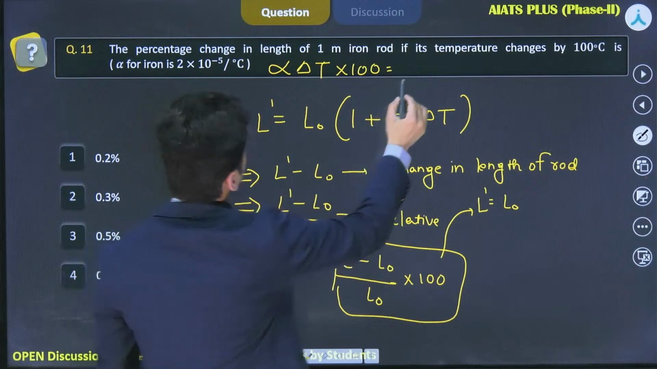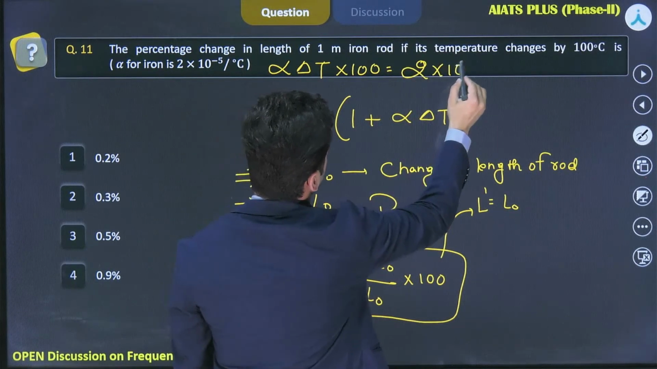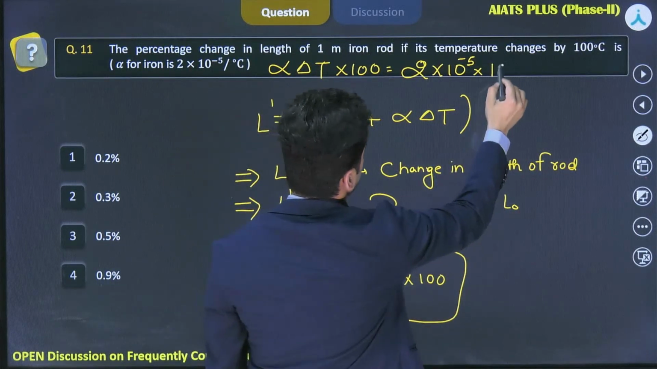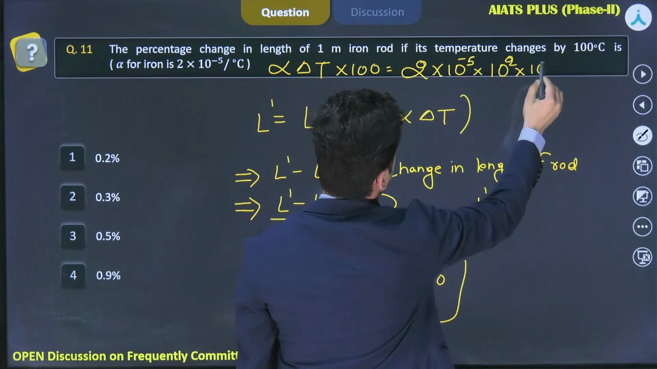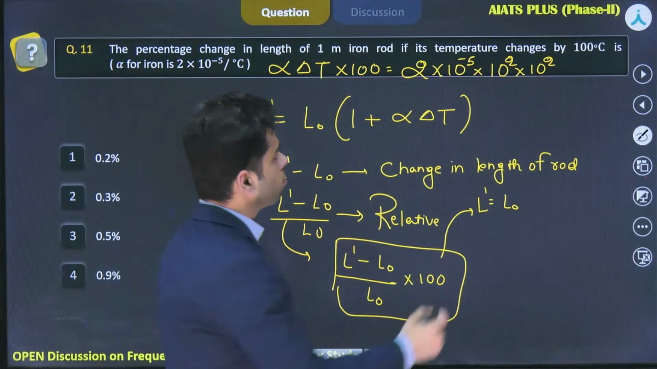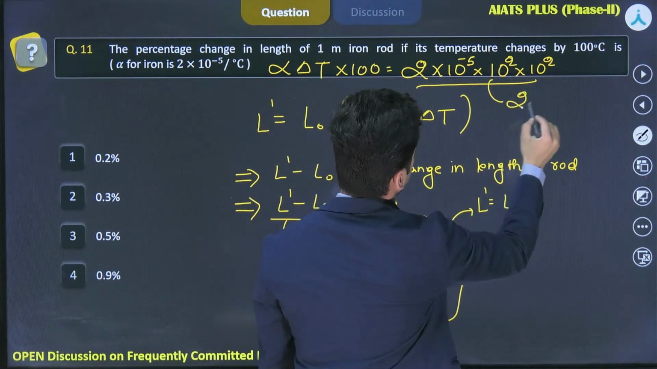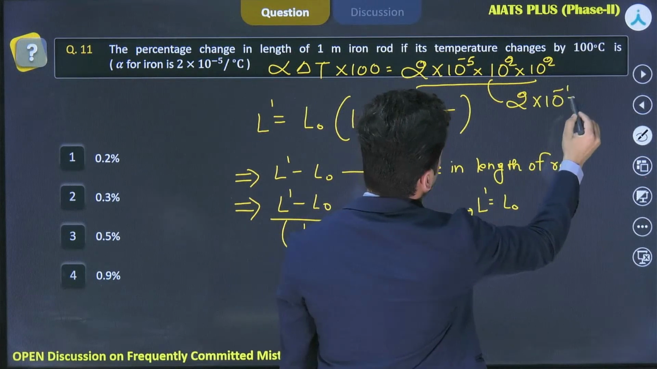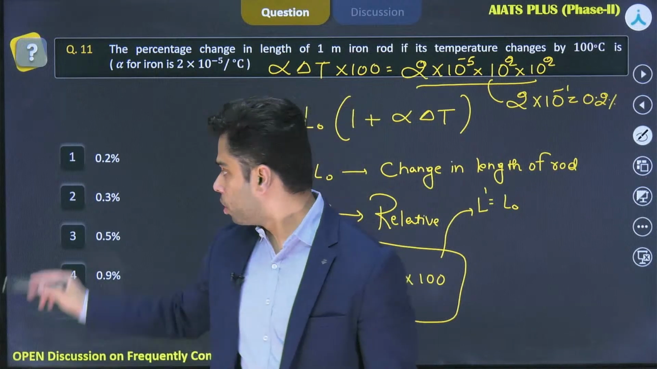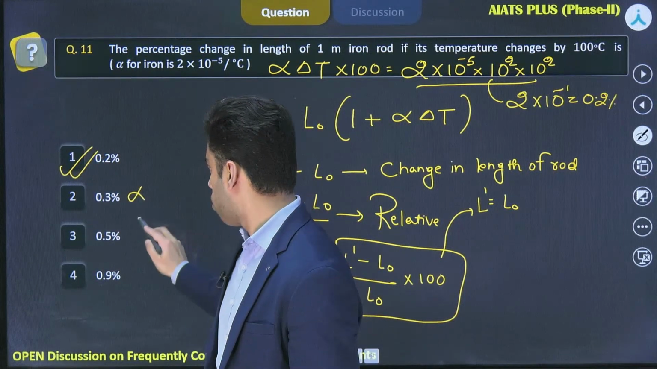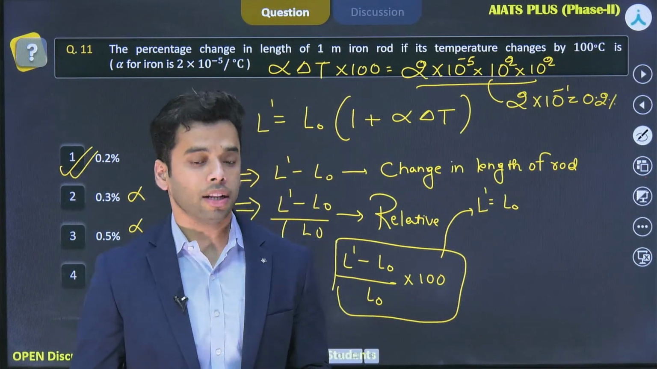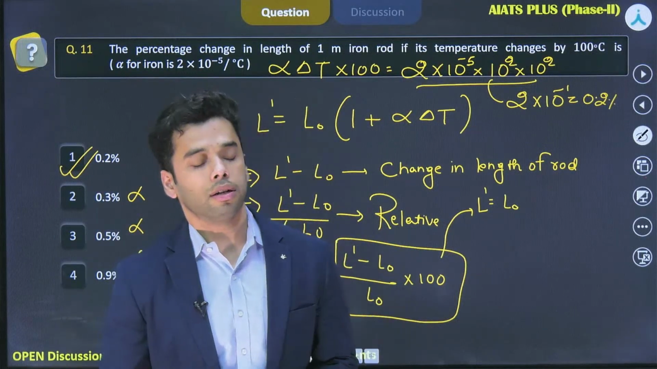So it is equal to 2 into 10 raised to the power minus 5 into delta T, which is 100 degrees Celsius. It could be written as 10 raised to the power 2, into 100, again 10 raised to the power 2. So 10 raised to the power minus 5 into 10 raised to the power 4. This part becomes 2 into 10 raised to the power minus 1, or it could be written as 0.2%, which is the correct answer to this problem, given in option 1. So this one is wrong, this one is wrong, and this one is wrong. Right? Okay. Anyone getting the answer? Option 1 is the correct answer to this problem.